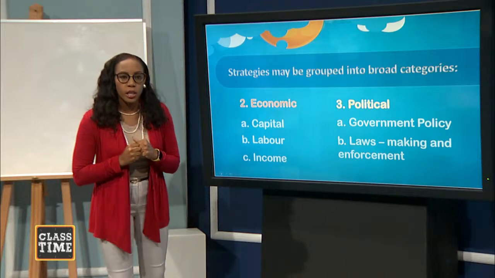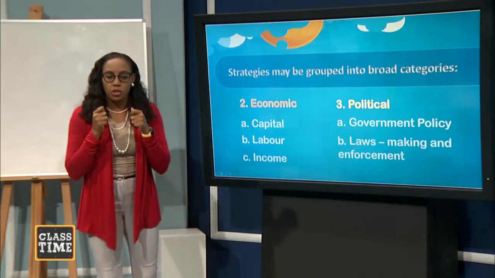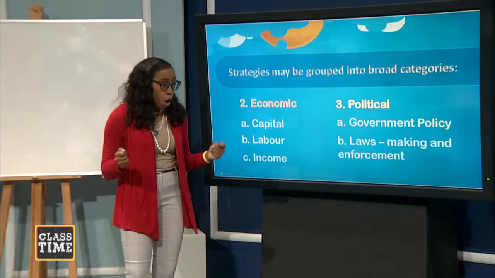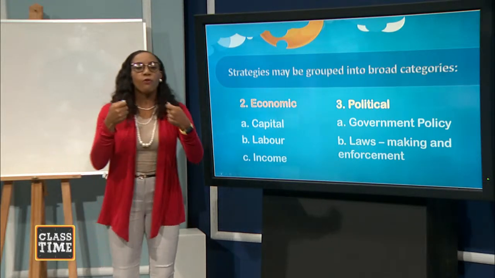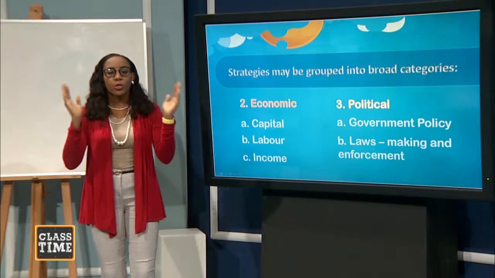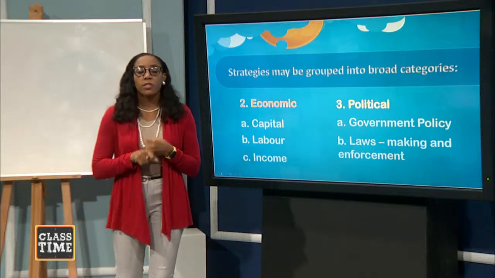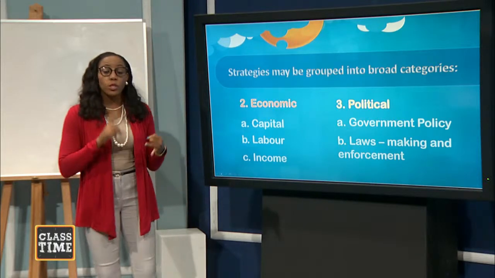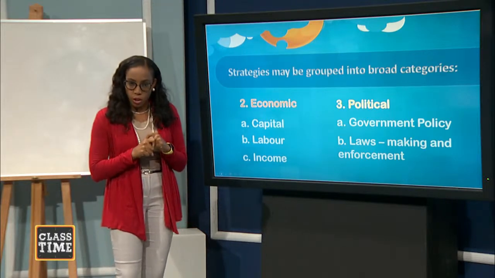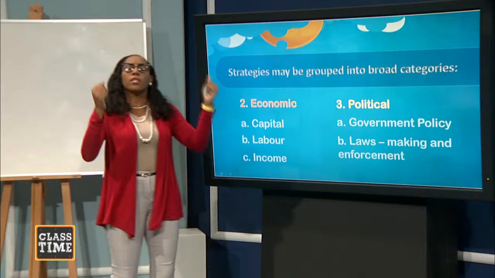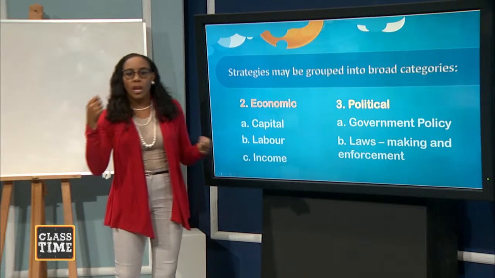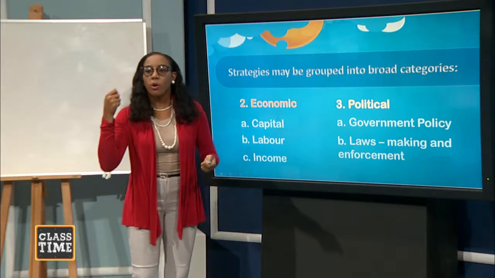Additionally, we have the political strategies. That would include government policy, laws, that is making them and enforcing them. So what are the three headings we say we must consider under the social arena? One, that of education. Then we look at cultural and psychological or sociological. Good? We also said, let us take into consideration economic factors. These may be thinking about labor, thinking about capital, thinking about income.